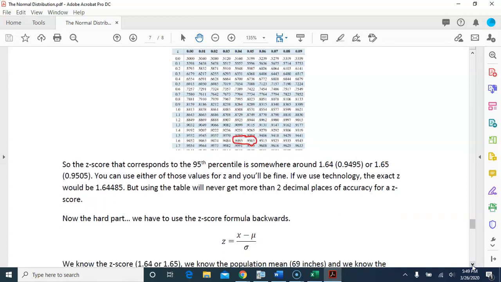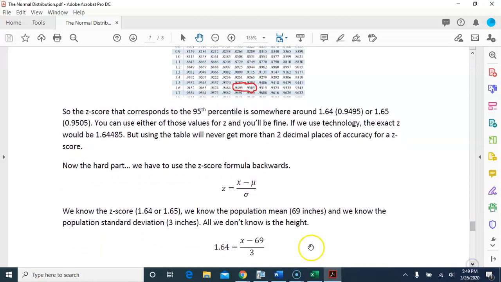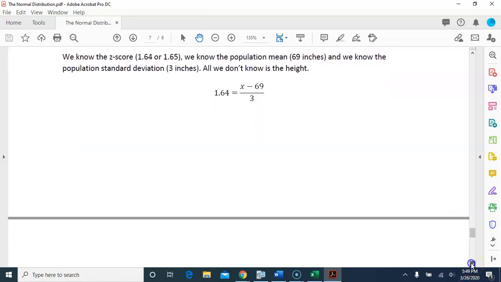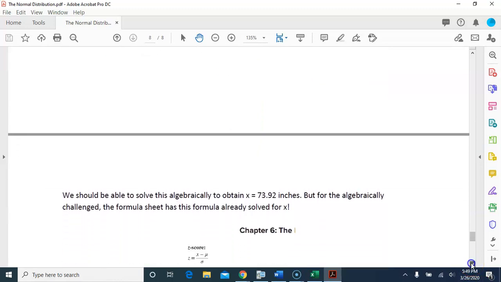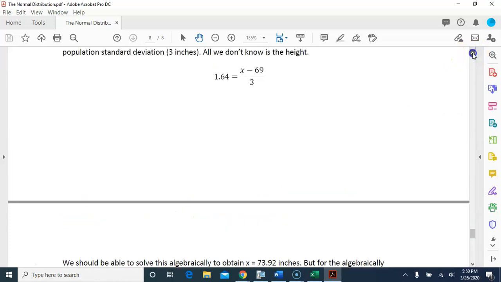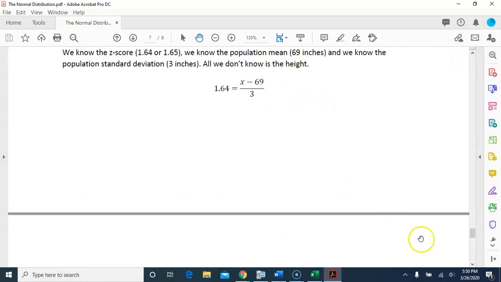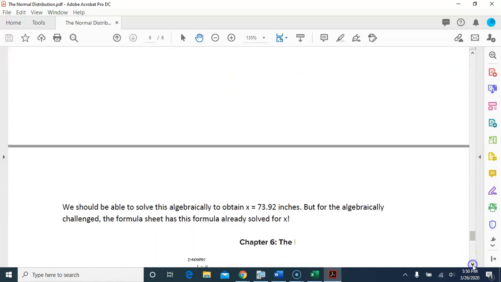Now we have to use the z-score formula backwards. We know the z-score, 1.64. We know that the mean of all male heights is still 69 and the standard deviation is 3, but we don't know the exact male height that corresponds to the 95th percentile. If we can solve this problem backwards, we'll have the adult male height, which is 73.92 inches. So a couple steps of algebra here, and we get 73.92.